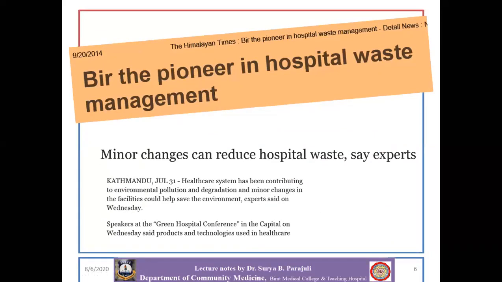Surya B Hospital of Nepal is pioneering hospital waste management. And minor changes in the hospital structure or process can reduce hospital waste, said experts. So experts said, in the Green Hospital Conference in Nepal's capital Kathmandu, that if we have some minor changes, we can reduce hospital waste. These are all background of this topic or of this lesson.